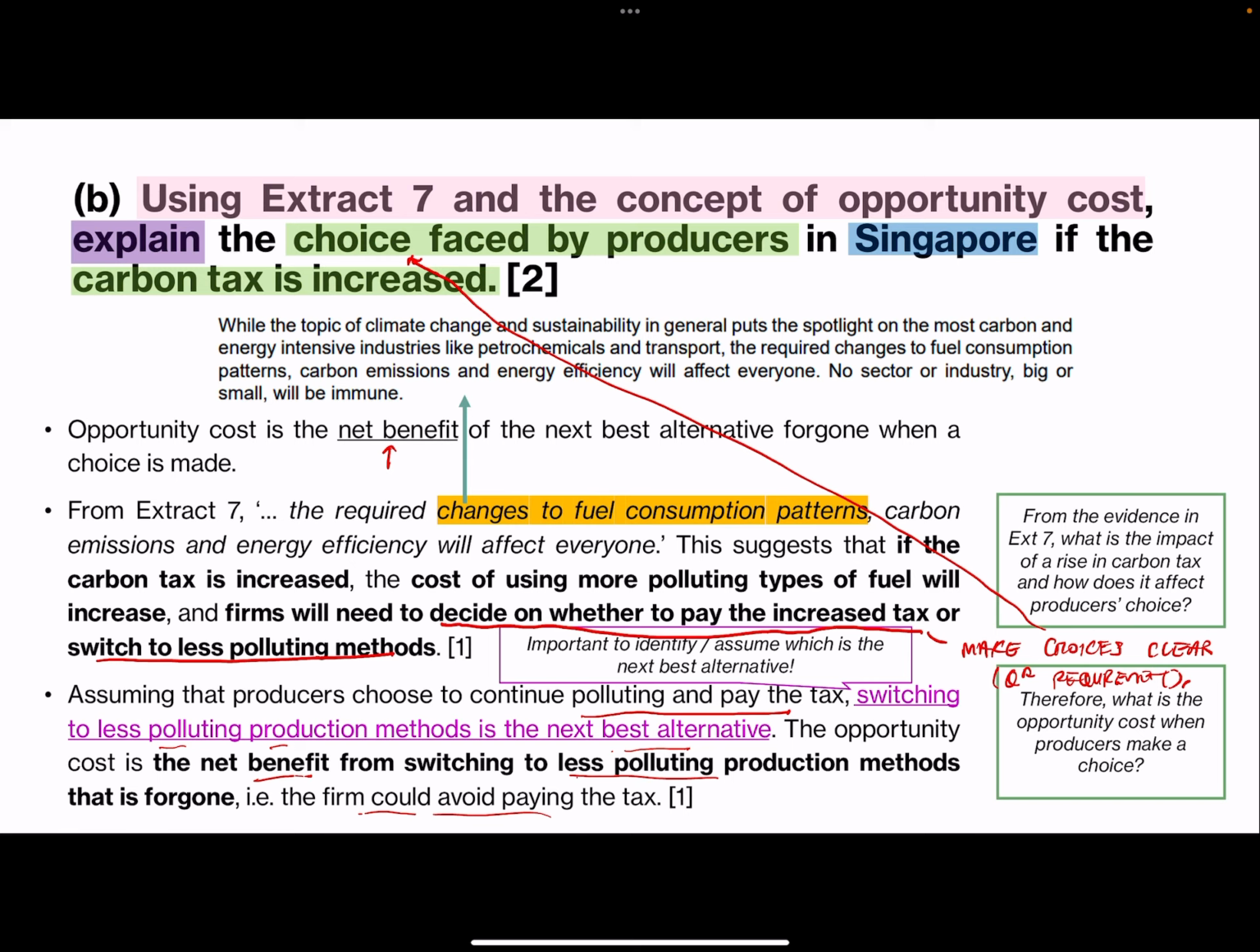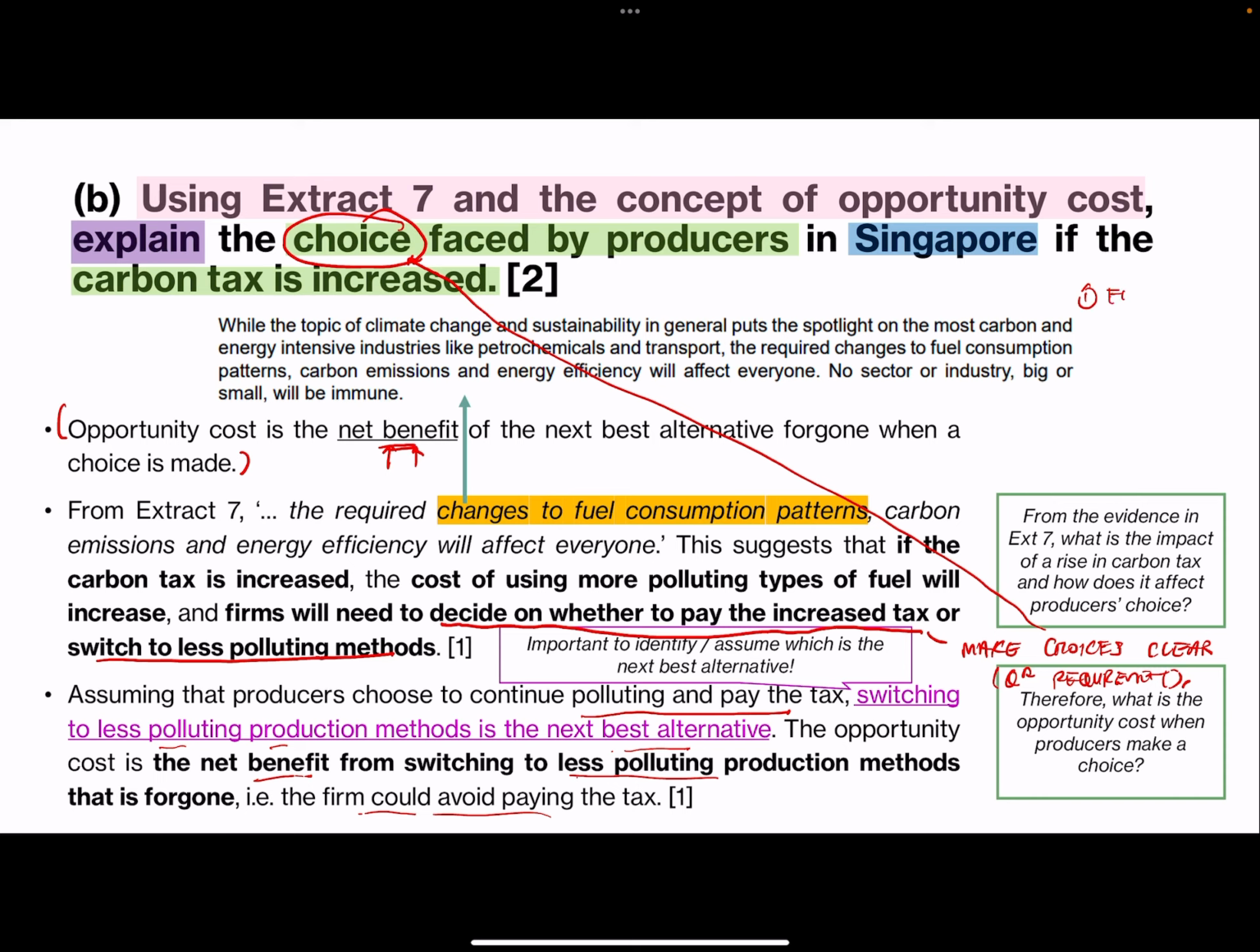Okay, I want to stress this. This is not a conventional question, so you have to work through the answer from first principles. There's nothing you can memorize here. What's the first principle? The first principle is this is the definition. Apply the definition. Use clues from the question because the question will guide you, and then just apply it. So what is the net benefit of the thing that you forgo? I really want to stress this.